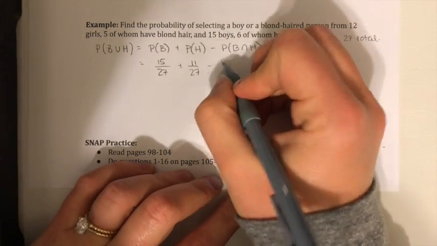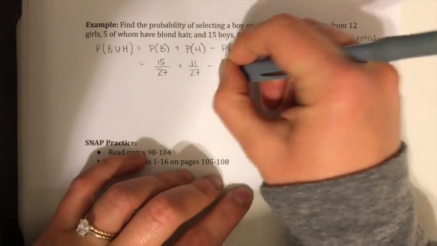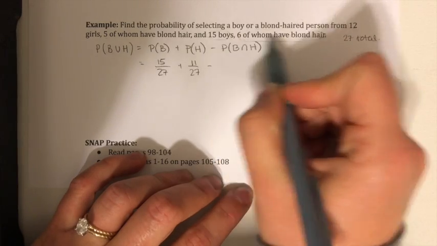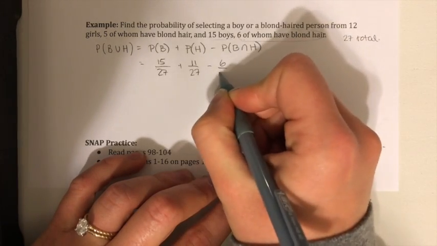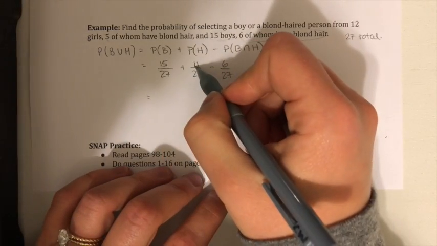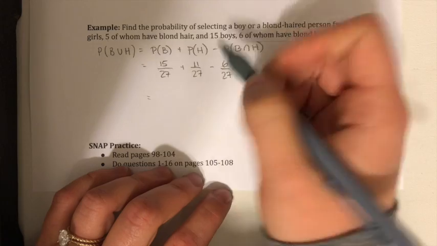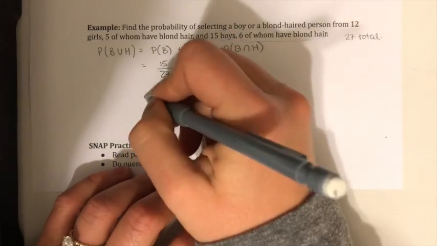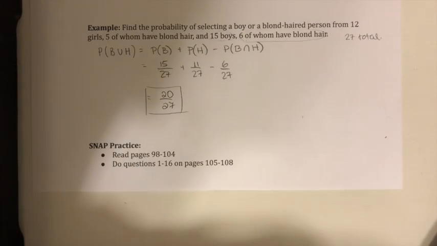Minus the probability that they are blonde and a boy. That's the 6 of the guys who have blonde hair, so 6 out of those 27 fit both criteria. So 15 plus 11 is 26, minus 6 is going to be 20 over 27. And I don't think that reduces, so there is our final answer.